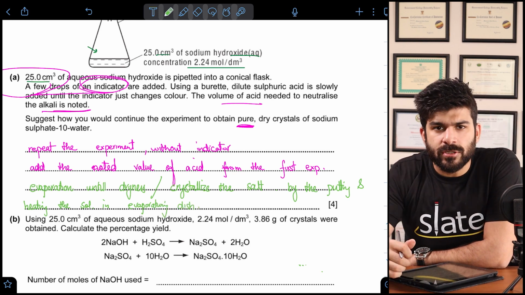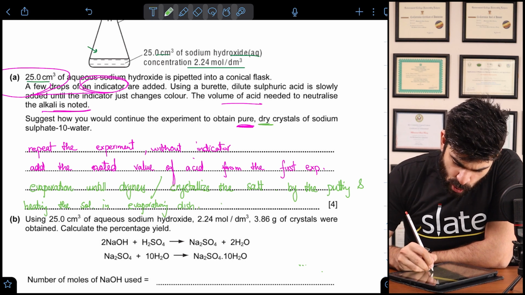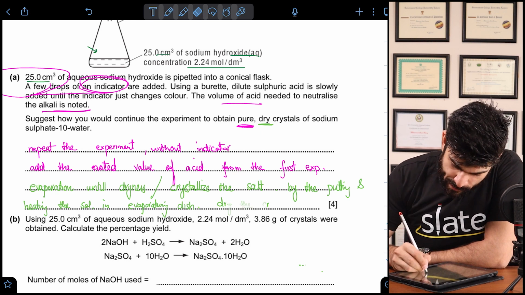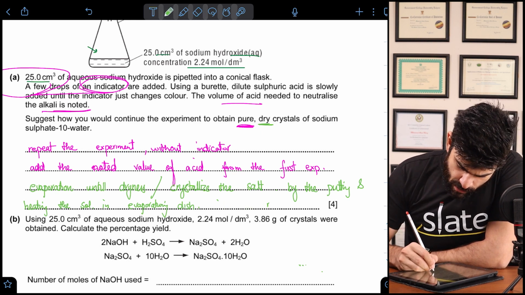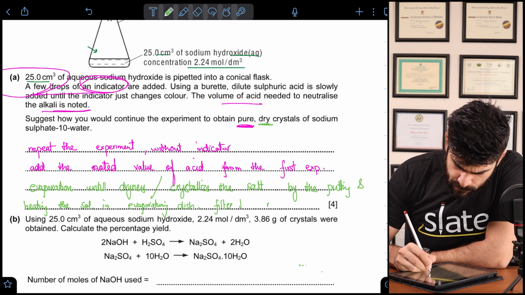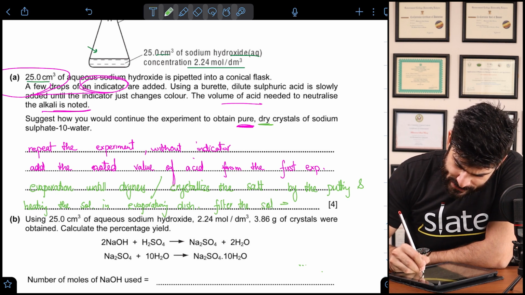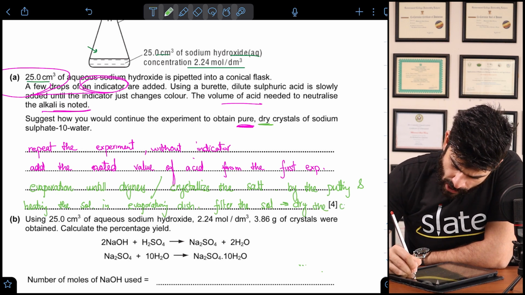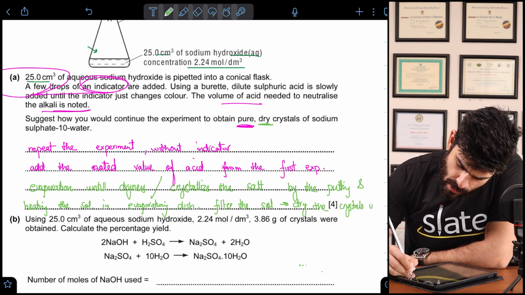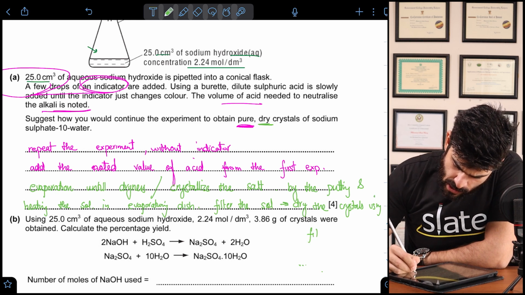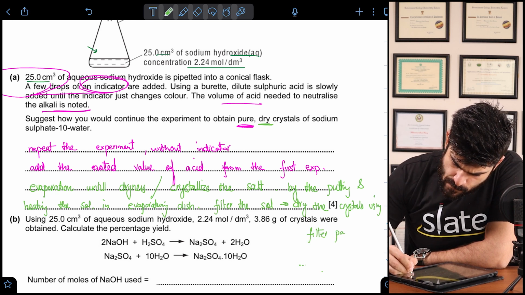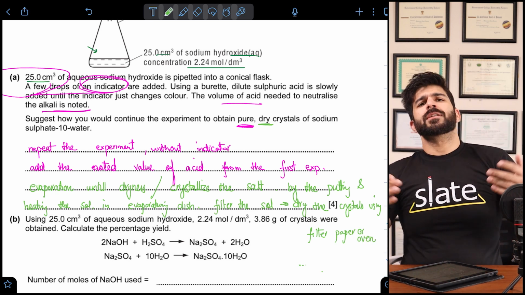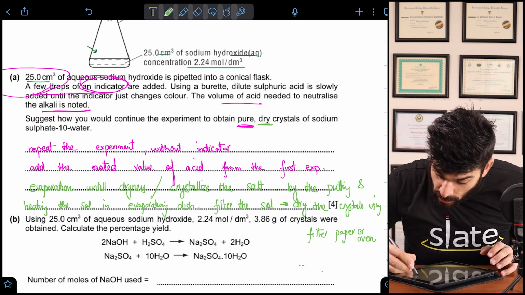Obviously, we've got the crystals, but then we need to dry them. Dry the crystals before that, sorry, my apologies. Filter the solution and then dry the crystals using a filter paper or an oven. Dry the crystals using filter paper or towel or oven. So that's a question from the preparation of salt, a 4-mark question.